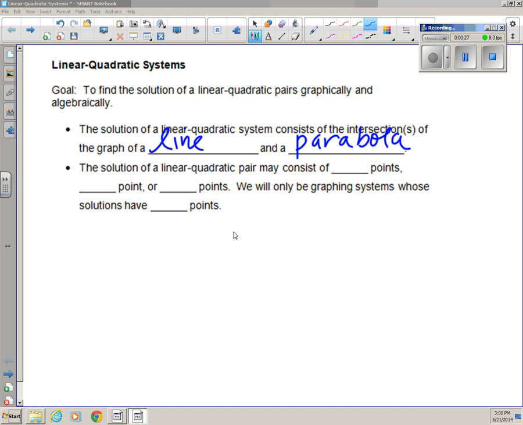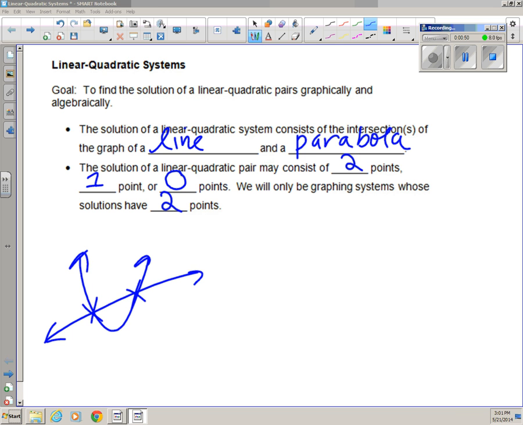So the solution for linear quadratic might consist of 2 points of intersection, 1 point of intersection, or really no points of intersection. When we graph our systems, for the most part, we are only going to be graphing systems whose solutions have 2 points of intersection. Essentially, it's something like this. You would draw a parabola, you draw a line, and there's your 2 points of intersection.